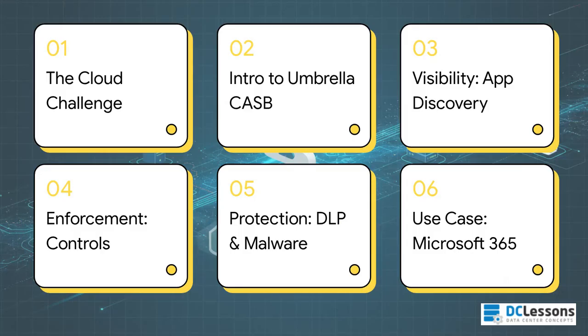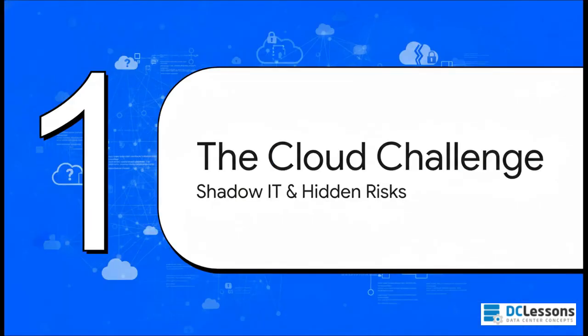Okay, so here's how we're going to tackle this. We'll start with the huge challenge of shadow IT, then we'll dive into how Umbrella's CASB gives you visibility, enforcement, and protection, and to wrap it all up, we'll see how it all works in the real world by taking a look at securing Microsoft 365. All right, let's start at the beginning.